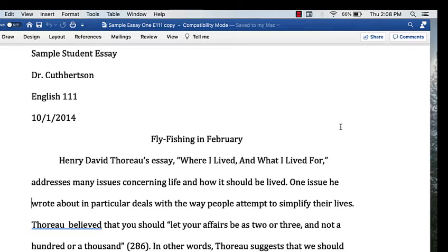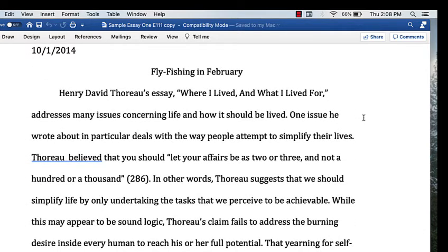Henry David Thoreau's essay, Where I Lived and What I Lived For, addresses many issues concerning life and how it should be lived. One issue he wrote about in particular deals with the way people attempt to simplify their lives. Thoreau believed that you should let your affairs be as 2 or 3 and not 100 or 1,000. So he specifically quotes it, he doesn't just summarize the text. He also takes a few minutes to put the quote from the essay into context.